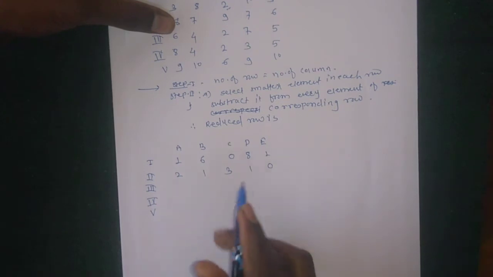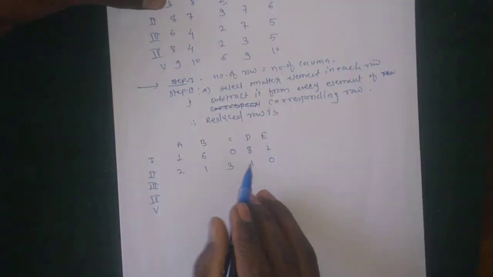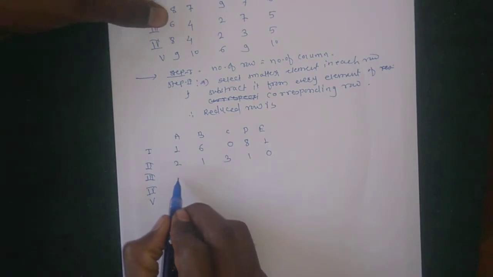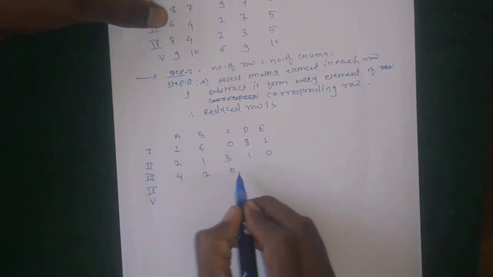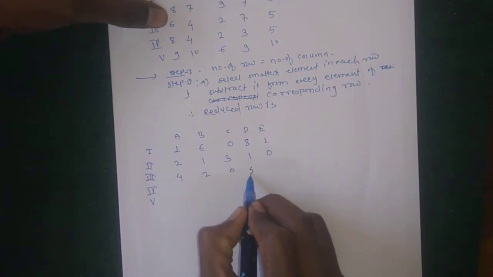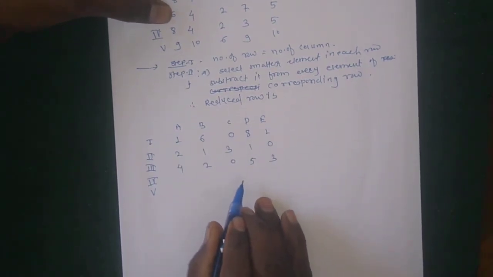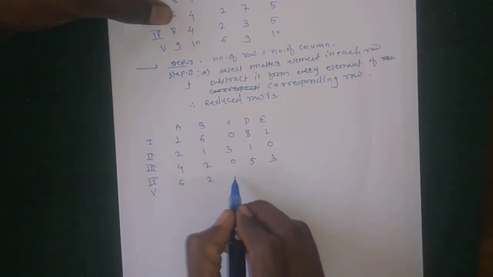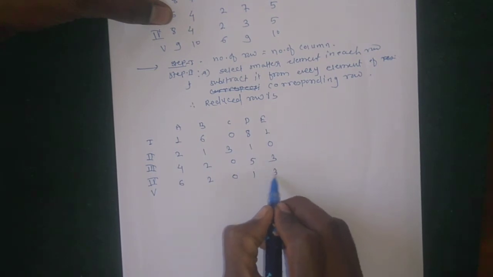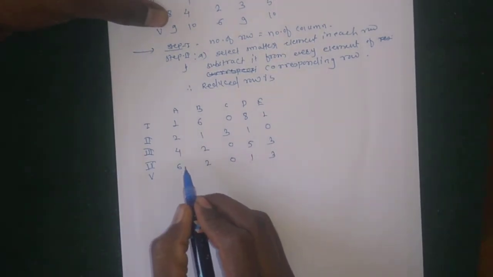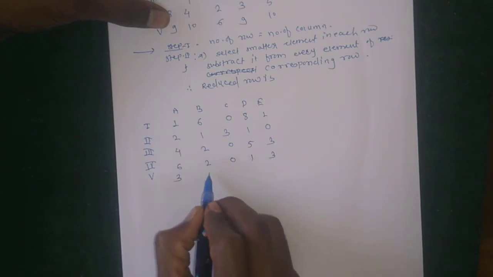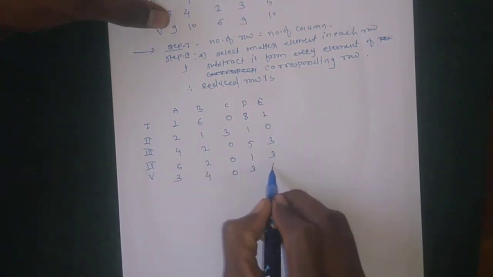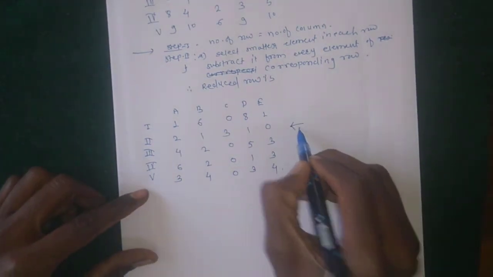Then in the third row, 2 is the smallest element, therefore subtract 2 from each element of the third row. So here 4, 2, 0, then 7, 5 and 3. Okay, then in the fourth row 2 is the smallest element, so here 6, then 2, 0, then 1 and 3. Then next, 6 is the smallest element, so the remaining is 3, 4, 0, then 9 minus 6 is 3 and 4.